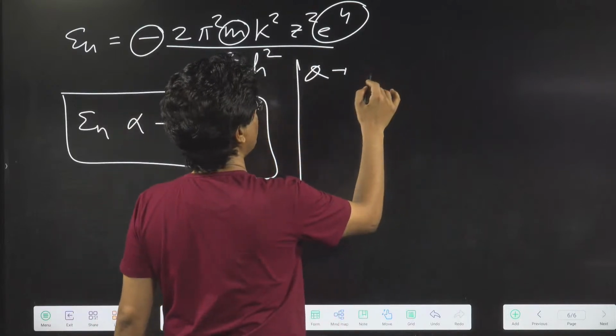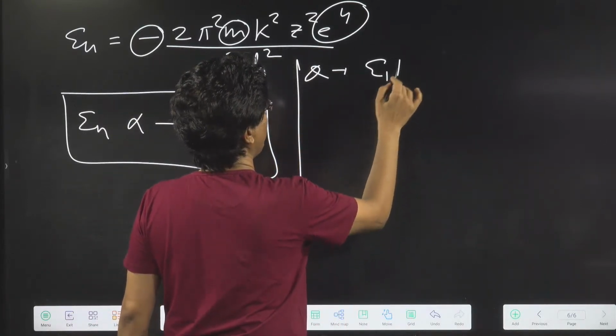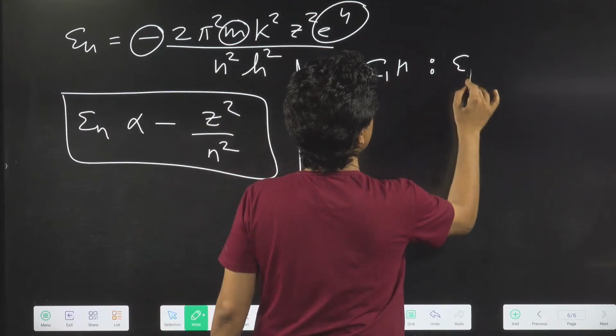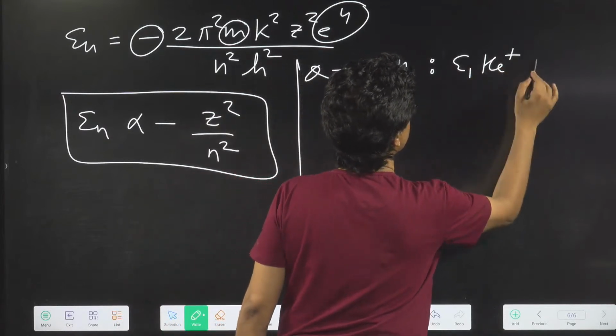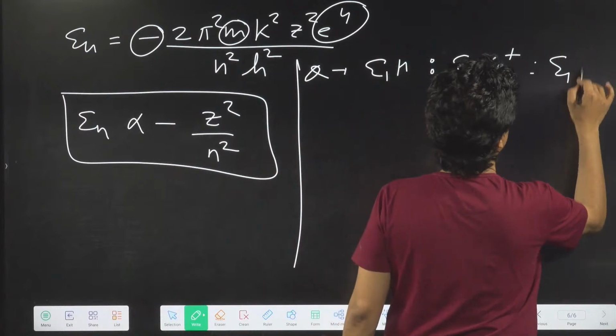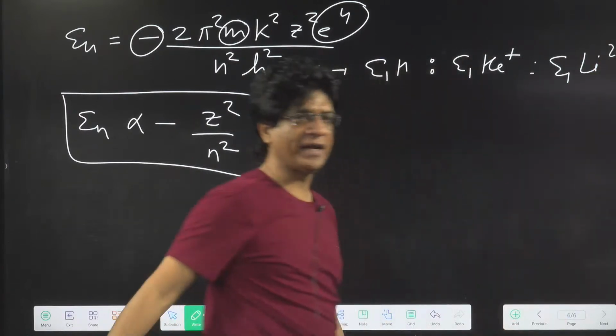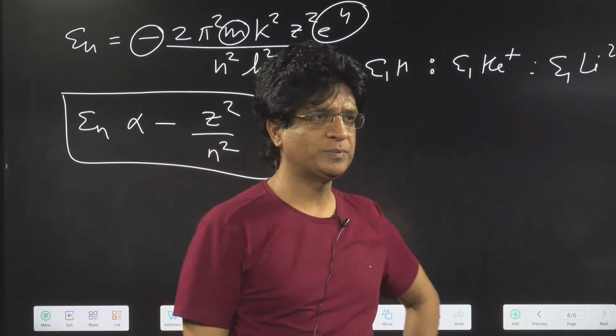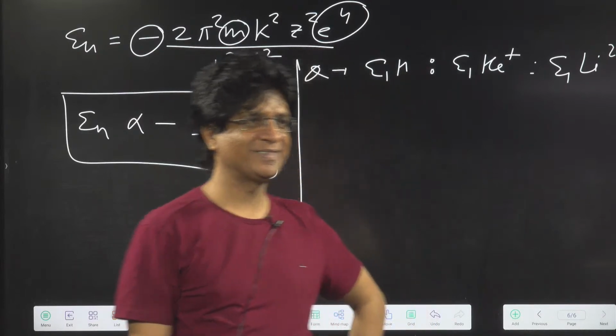Find the ratio of E1 of hydrogen is to E1 of helium plus is to E1 of lithium 2 plus. Can you find the ratio? Can you find it?